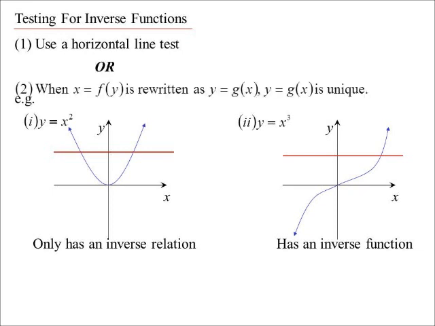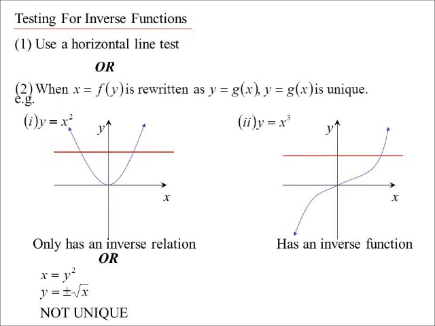The other way of doing it, of course, you could do it with algebra. So actually swap the x and the y's around and try and make y the subject. And if what you end up with is unique, then okay, it's an inverse function. So back to our parabola, if I swap the x and the y's around, I get x equals y squared. If I make y the subject, I get y equals plus or minus. It's not unique. There's two possible things it could be. It could be plus, it could be minus.